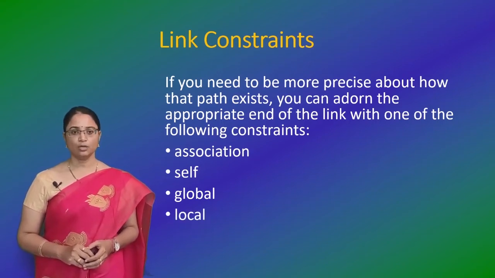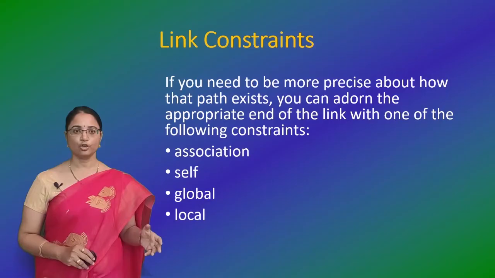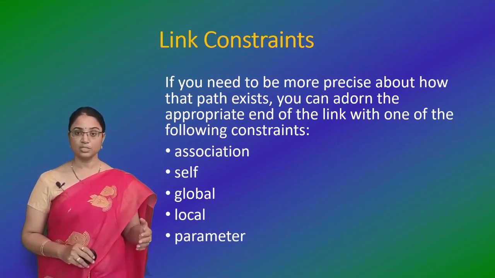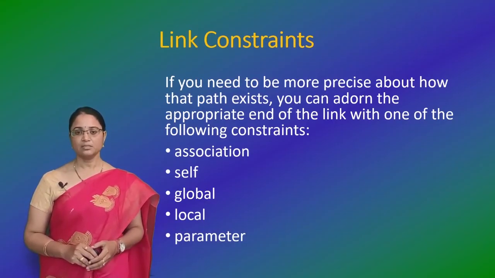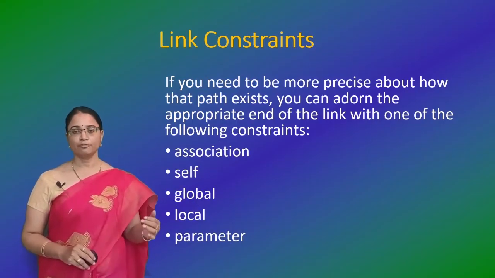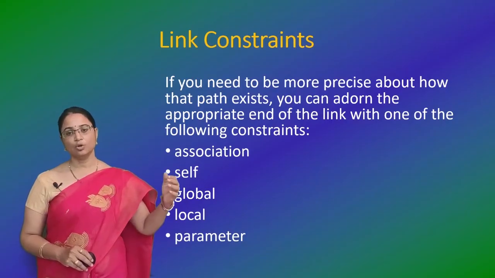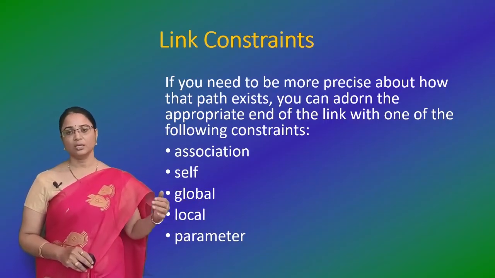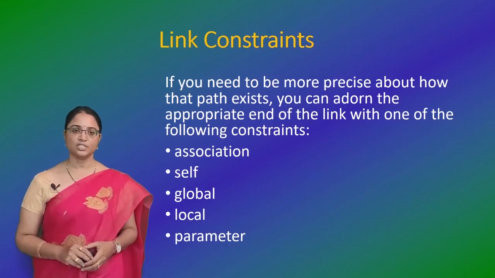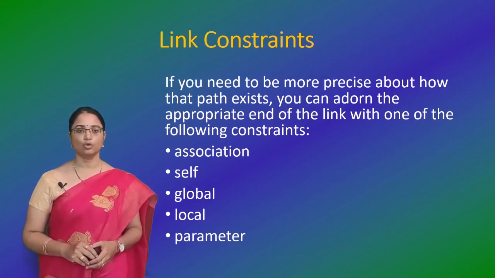Next, coming to the local. It specifies that the corresponding object is visible because it is in a local scope. Parameter specifies that the corresponding object is visible because it is a parameter. It means if you want to use a link between two objects, and one object is local to the other object, then you can use a local stereotype above the link. This is how you can specify all of these: association, local, global, self and parameter.